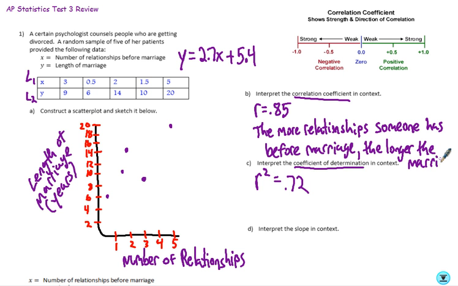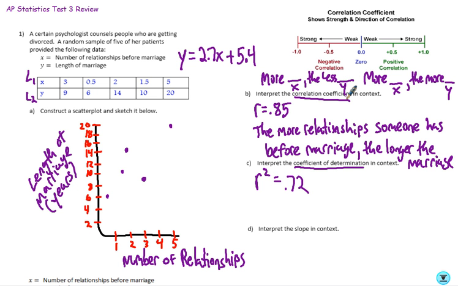So how we can interpret this is that a positive correlation means the more the x, the more the y. When I say blank, I mean x and y. So the more people you date, the longer your marriage is going to be. Something that might be a negative correlation, and we don't see that here, would be the more the x, the less the y.